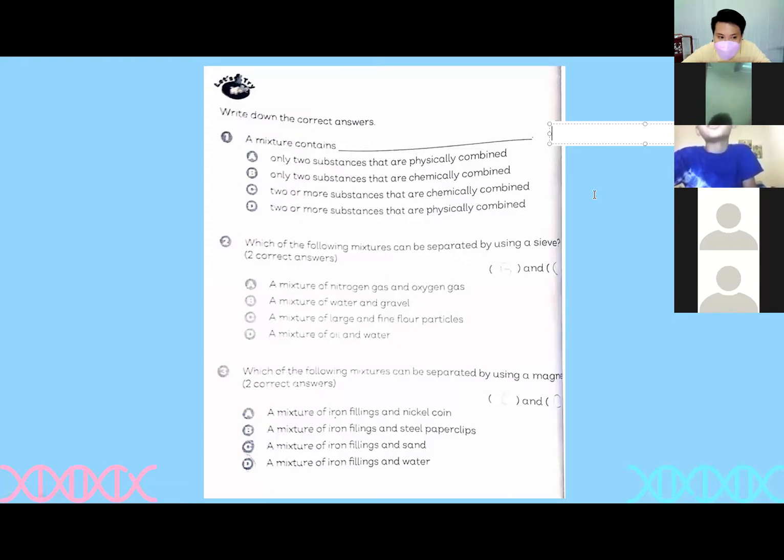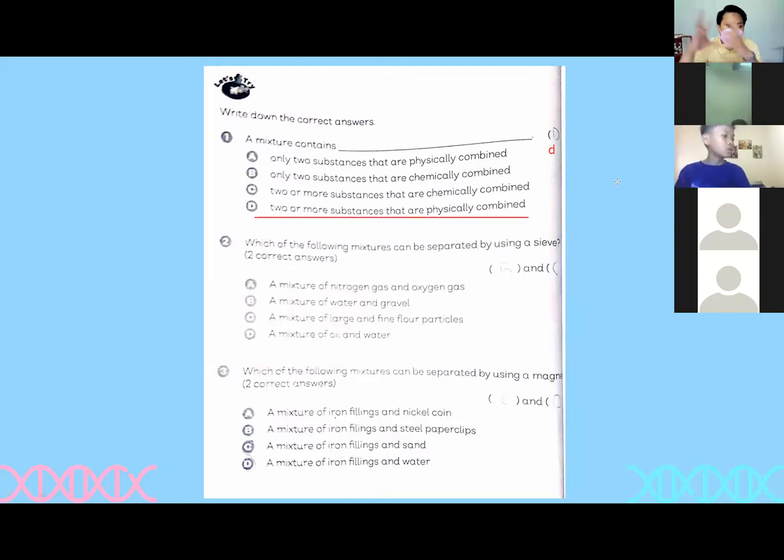C. Letter? C. Okay, so that is letter D. The answer is letter D. Why? Because two or more substances are physically combined. So it is not just one substance. It can be two or more substances joined together or physically combined.